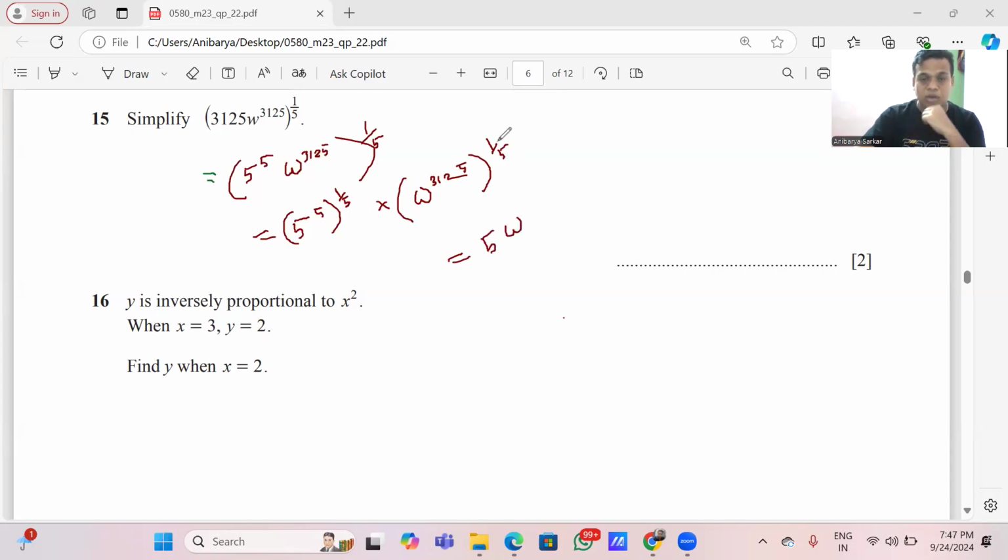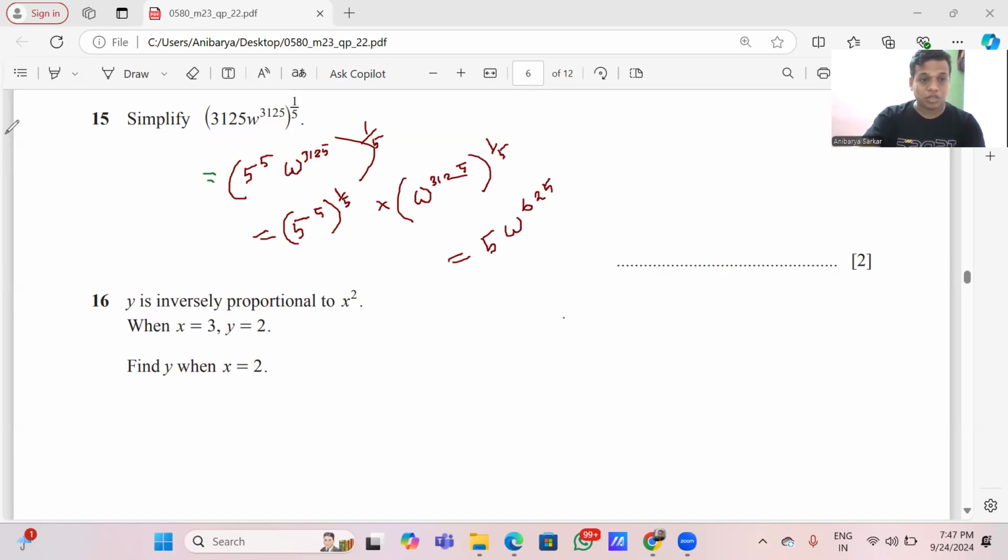And 5 multiplied with 3125, that is 625. So the answer is, because 3125 is cancelled out, 625. 3125 divided by 5, you can also get 625. So 625 is the answer.